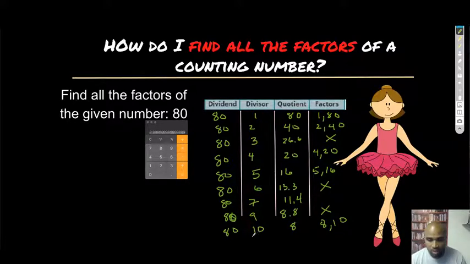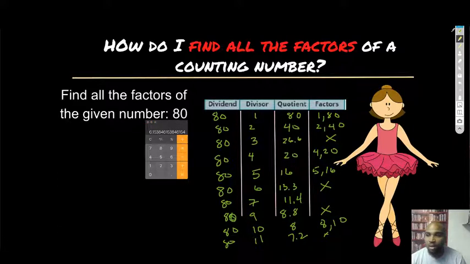And my next one will be 11. I know that's not going to work either, but I'll put it in there. So 11 and 7.2, that doesn't work. Now I'm just going to click through here because I'm running out of room. 80 divided by 12 is not going to work. Nope. 80 divided by 13. Now you see my quotient is 6, and I said 13. So my divisor is much bigger than my quotient, so I can stop here. That's all the factors I'm going to get.